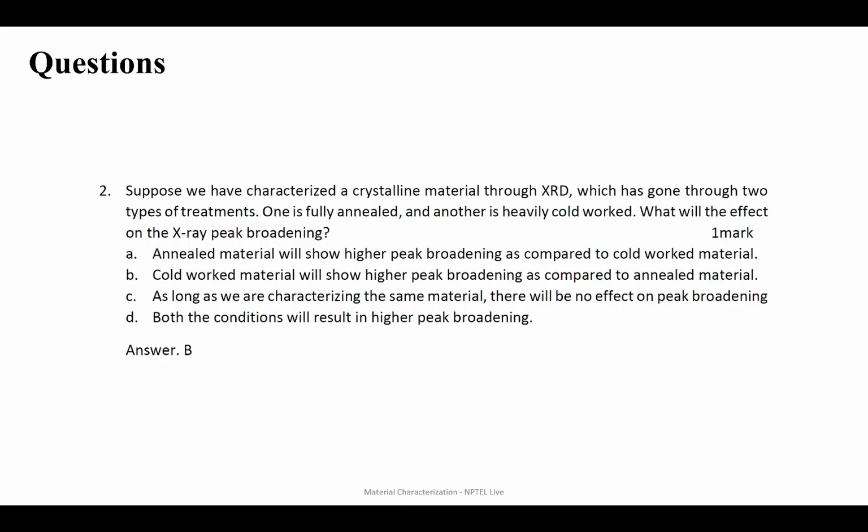So when we anneal a sample, the grain size will increase. So we'll have larger grains, and the larger grains will result in smaller peak broadening. But if you have a cold work sample, then you are not increasing your grain size, so that will have a higher peak broadening. So the correct answer here is that cold work material will show higher peak broadening compared to annealed material.